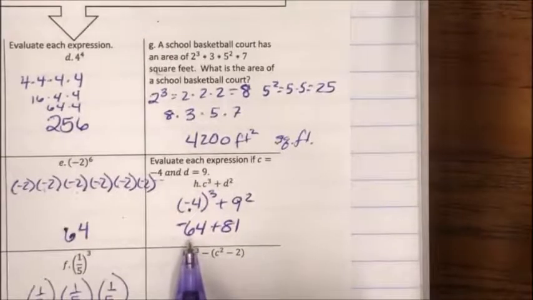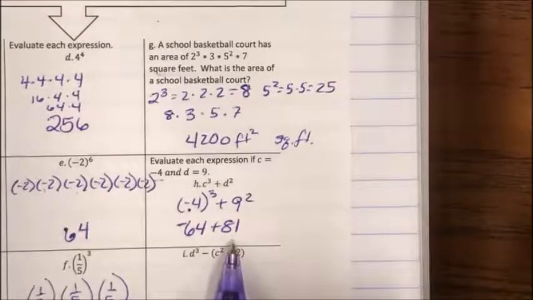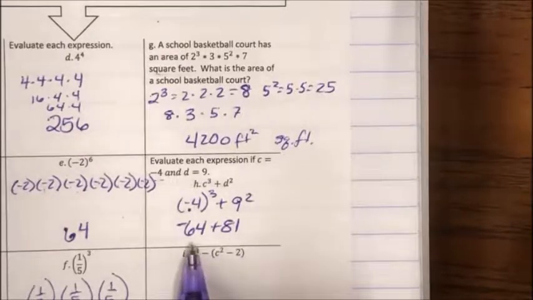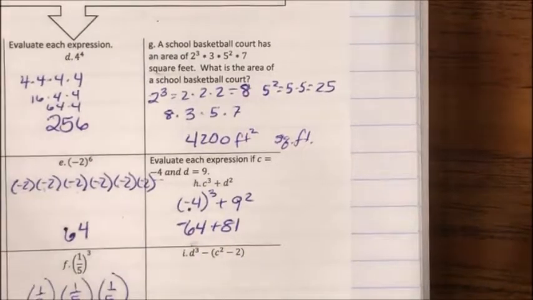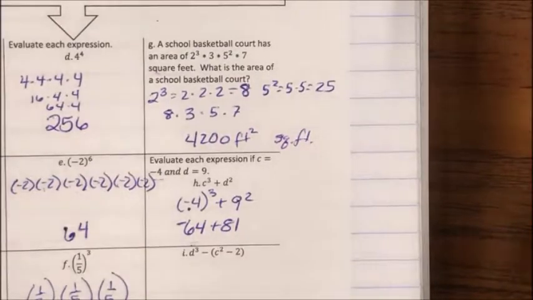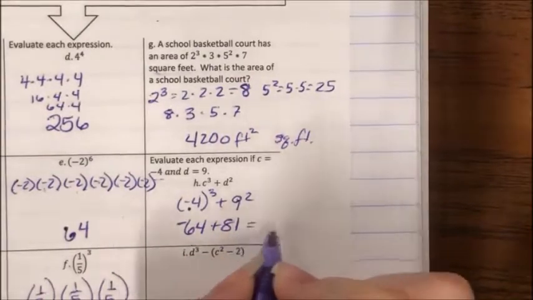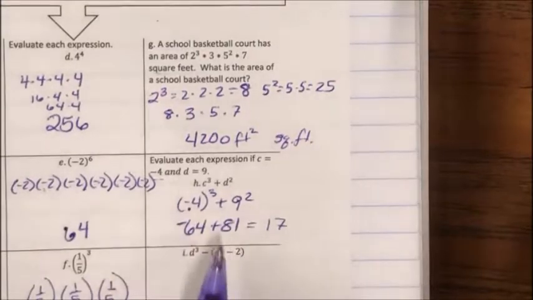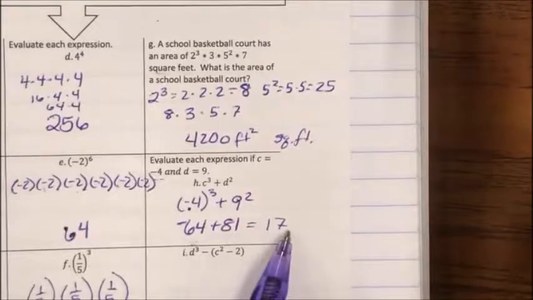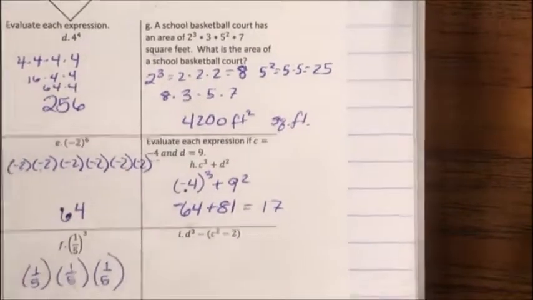So this is like I'm saying I borrowed $64 and then I paid someone $81. So how much money do I have left, right? So I bought something for 64, I had 81. So I'm gonna subtract them. 81 minus 64 will give me 17. So my final answer is 17. 81 is bigger than 64, 81 is positive, so my final answer will also be positive.